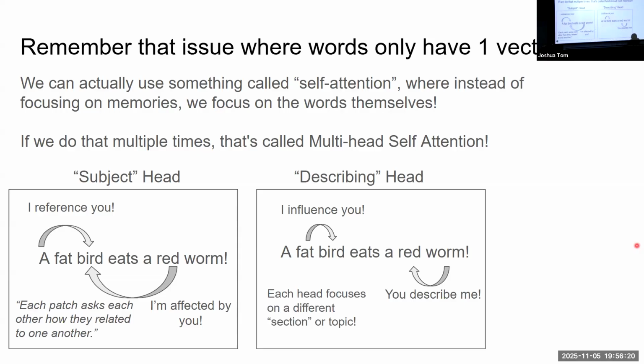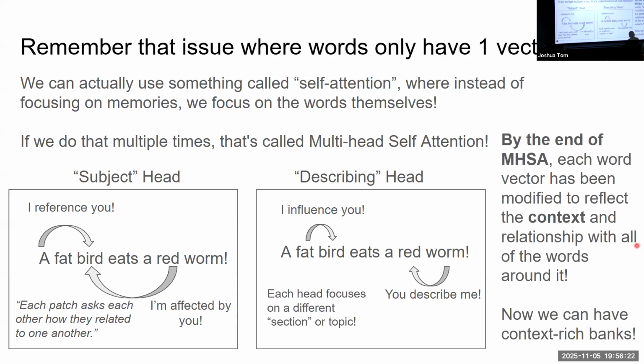So by the end of it, we have every single word vector in that sentence, a fat bird eats a red worm. All of them understand where they are and how they relate to one another. So bird understands that it's fat, and it understands it's eating a worm. The worm understands that it's red, and that it's going to get eaten. That solves the context issue.